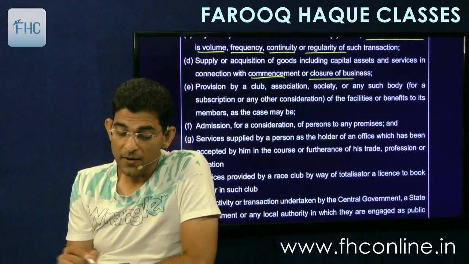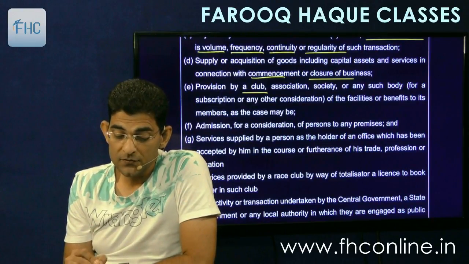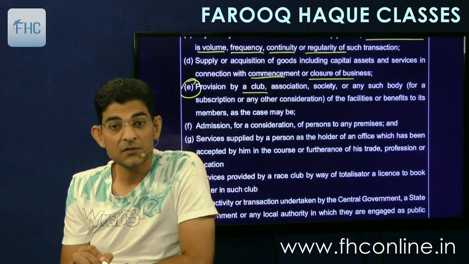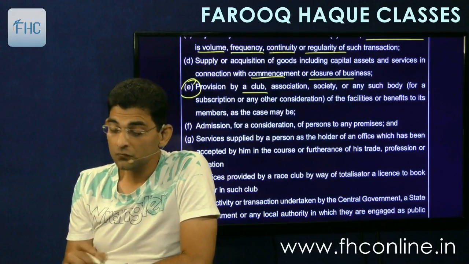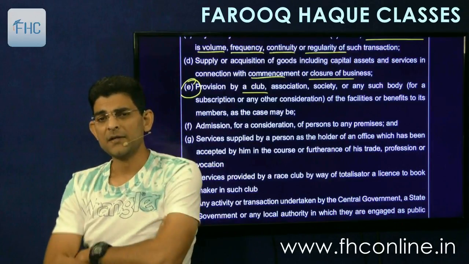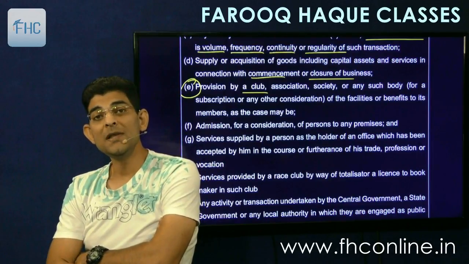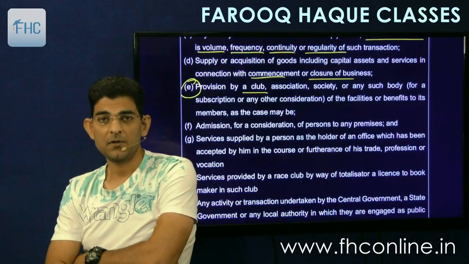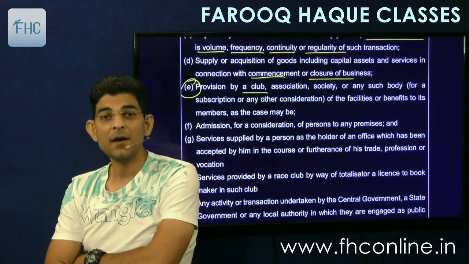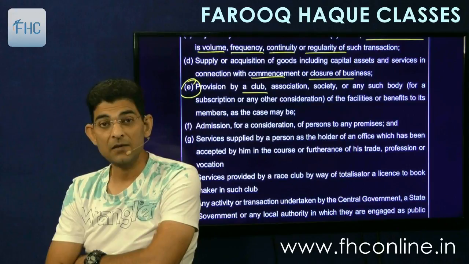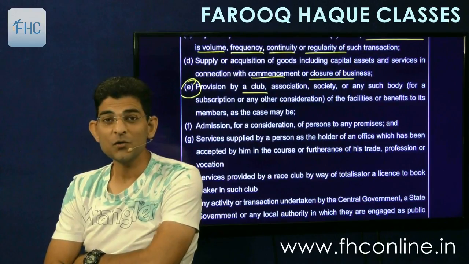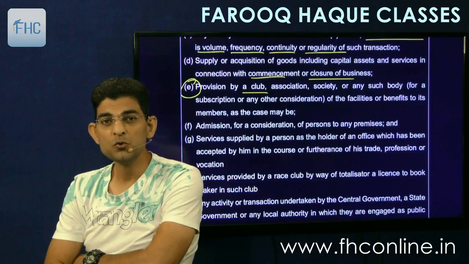Then provisions by a club. Now this is an interesting point. Point number E is different. There is a concept in income tax, and that is called the mutual entity concept. No person can make income by dealing with oneself. You cannot make income by selling some things to yourself. Right? So this is a concept, and it also applies to mutual entities.